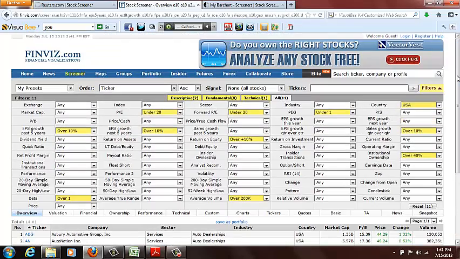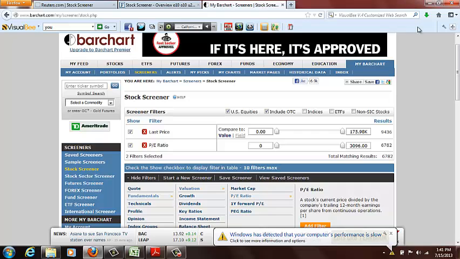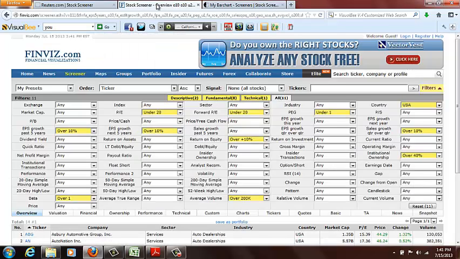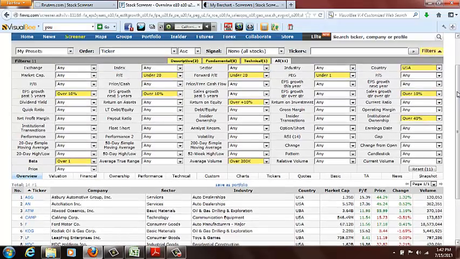There are other websites that provide screeners as well. Some of these websites charge you for that screener. Some other ones, like Reuters for example, are a little bit harder to use, or barchart.com, they have a stock screener as well, but you have to have some knowledge on this. Finviz is clear, it's complete, and obviously you have all the tools that you need to understand these specific stocks.